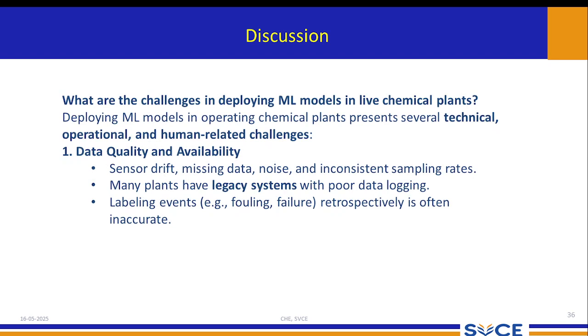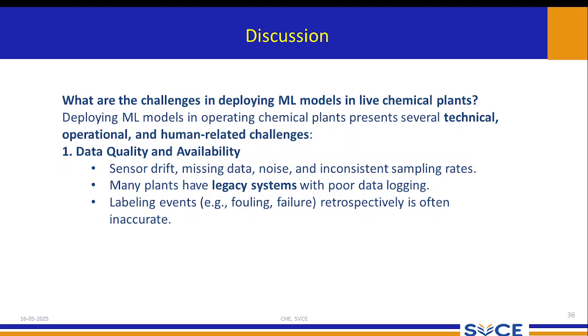So data quality and availability: sensor drift. If the sensor is not working and giving a wrong value, missing data, inconsistent sampling, right? This is very important. Many plants have legacy systems with poor data logging. Labeling events, fouling, failure retrospectively is often inaccurate. So this is one of the things we need to consider.